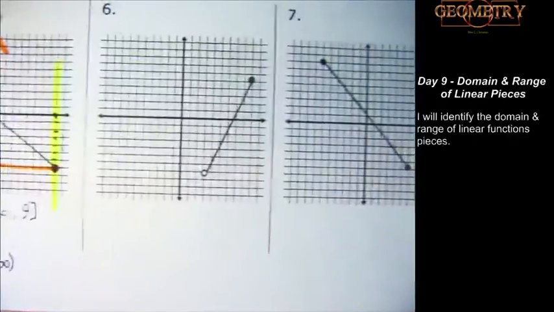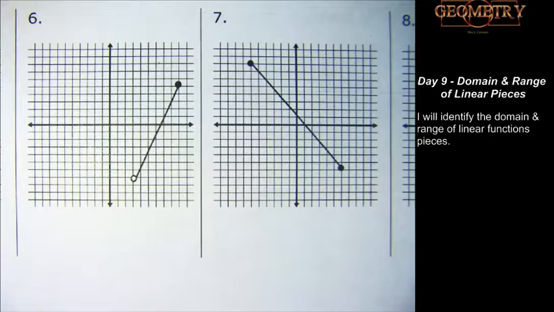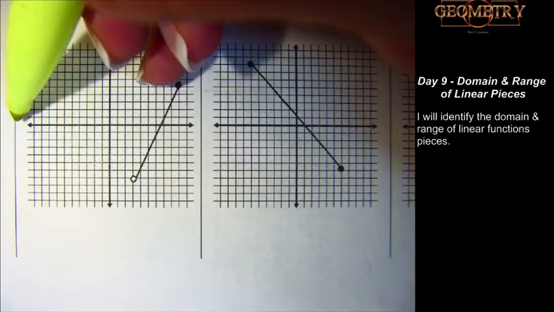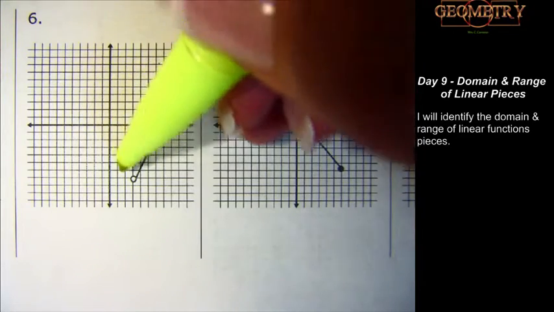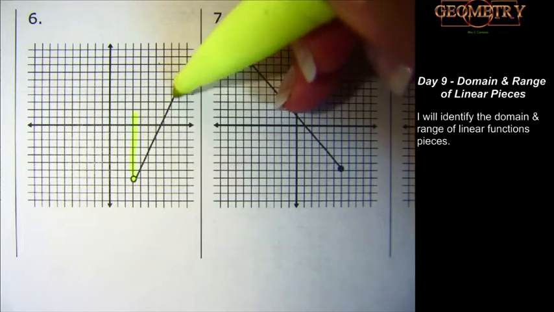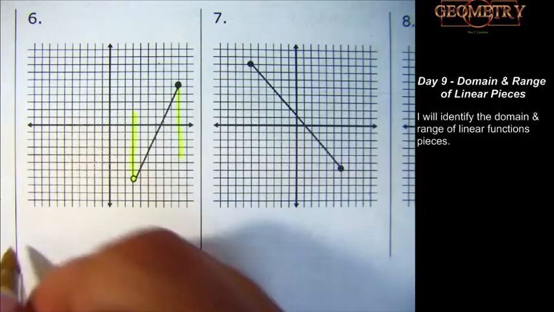Let's look at number 6 together. Number 6, I don't have any arrows, so I'm not going to have any infinities happening. We're going to be looking at a bounded interval. Process remains the same. Going to start at my lowest x value and scoot over toward the right. Here is my lowest x value. Scooting over, here is my biggest x value. And so my function's domain is going to live somewhere between those two yellow points.